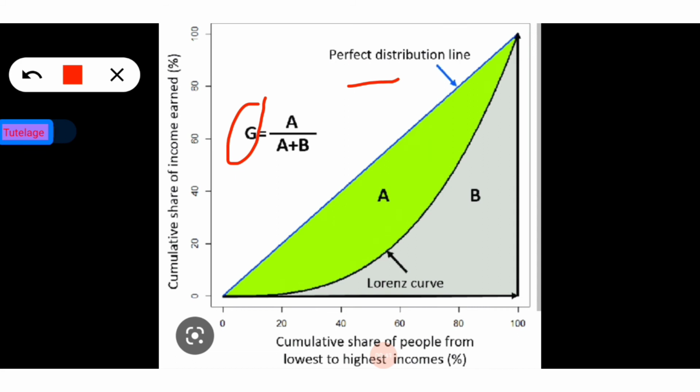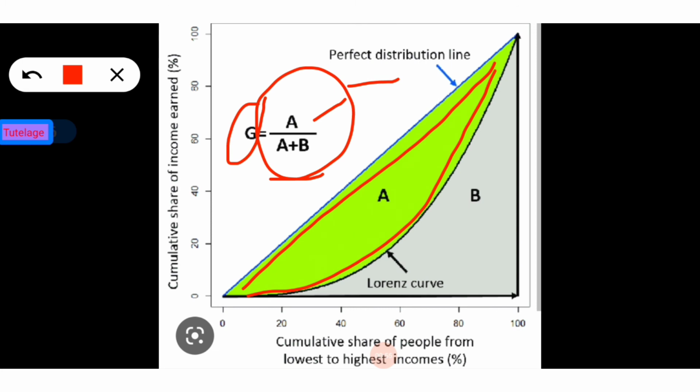The formula of the Gini coefficient is A divided by A plus B, we have already told that. Okay, so what is the area of A? This is the area of A, the green color area, which indicates the triangle A. Clear? So triangle A indicates the distance between the perfect distribution line or equality line and the Lorenz curve. And what is the area of B, triangle B? So this portion is called triangle B.